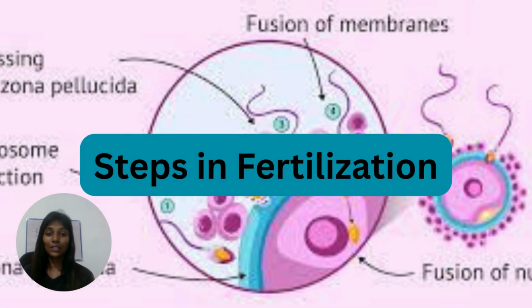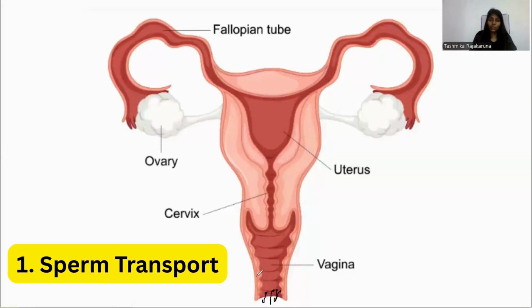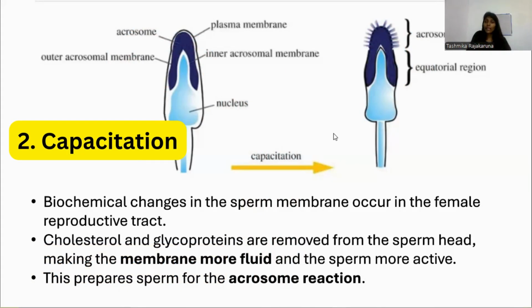Okay, let's start by talking about steps involved in fertilization. During intercourse, millions of sperms are deposited in the vagina. From there, they travel through the cervix, pass into the uterus, and continue their journey into the fallopian tube. This movement is powered by the beating of the sperm's tail and aided by the contractions of the uterus. However, out of millions of sperms that are deposited in the vagina, only 100 sperms manage to reach the egg.